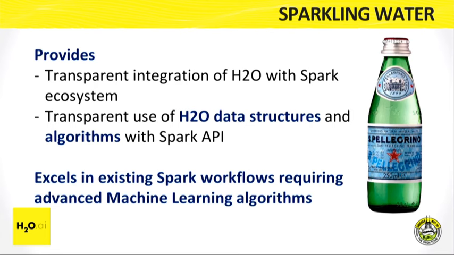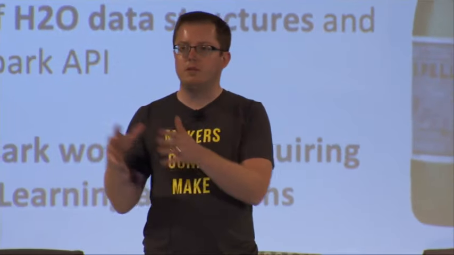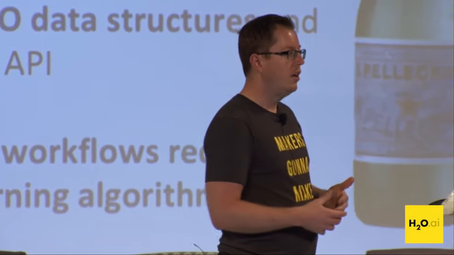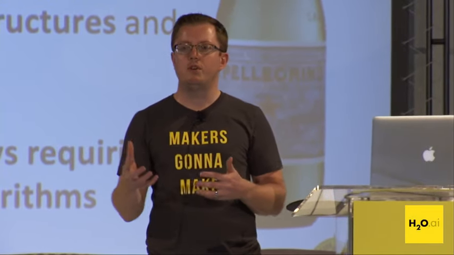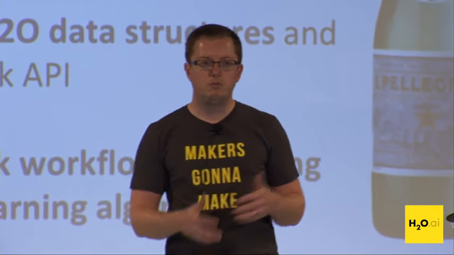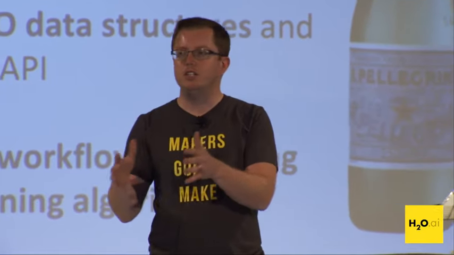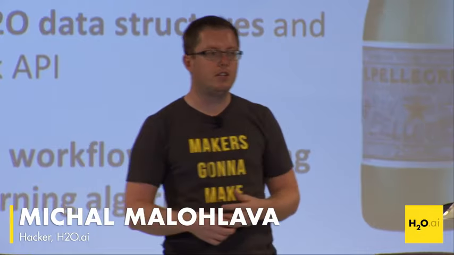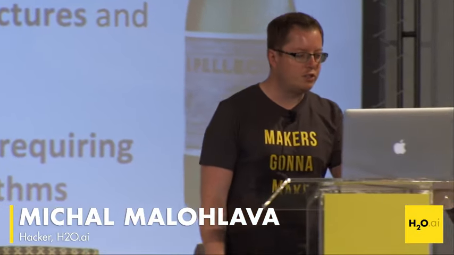That means you can run any H2O algorithm you saw before, GBM, GLM, K-means, with Spark data, and vice versa. If an H2O algorithm provides a table, you can take this table and process it with the Spark API. We figured out that this is really great for people who already have Spark pipelines doing a lot of data munging or data preprocessing, and then at the end they need a powerful machine learning tool. That's a perfect fit for H2O.